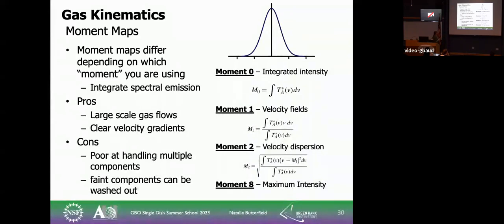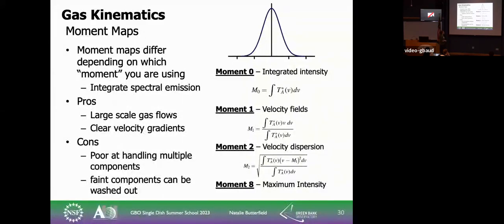And then the last one, moment 8. It depends on your source whether or not you want to do this. All it's showing is it's basically looking through your data cube and saying what is the maximum value for that pixel across your data cube. So you're essentially just grabbing this.